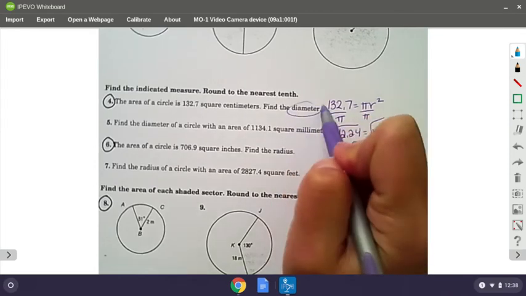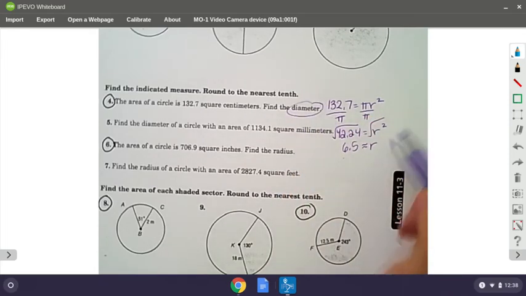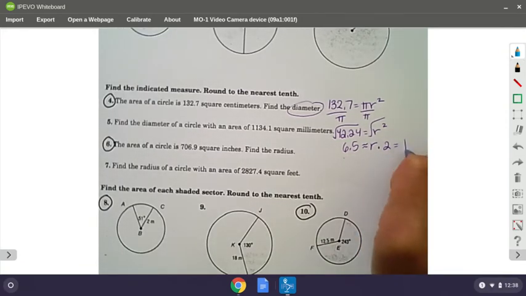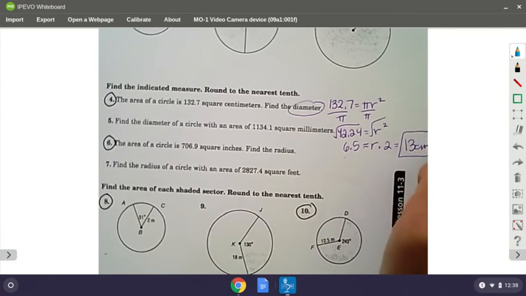And then they asked us to find the diameter. So if they asked us to find the radius, we would be done now, but you have to multiply by 2 to get the diameter, which would be 13, and that's centimeters. So number 6 is done in a very similar way.